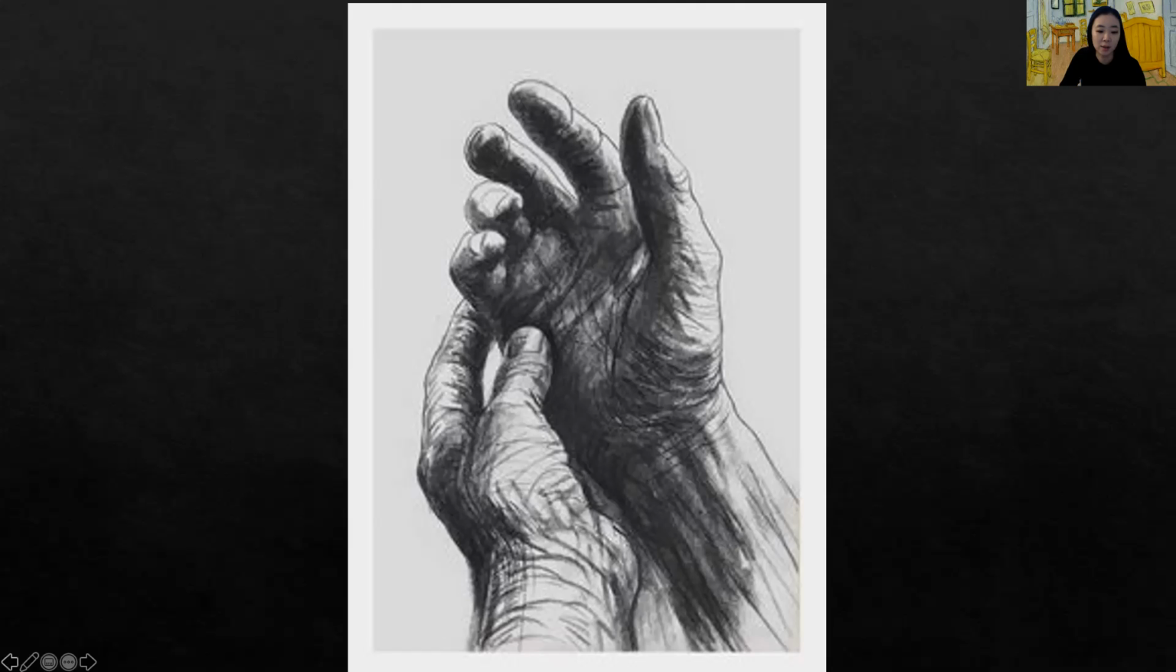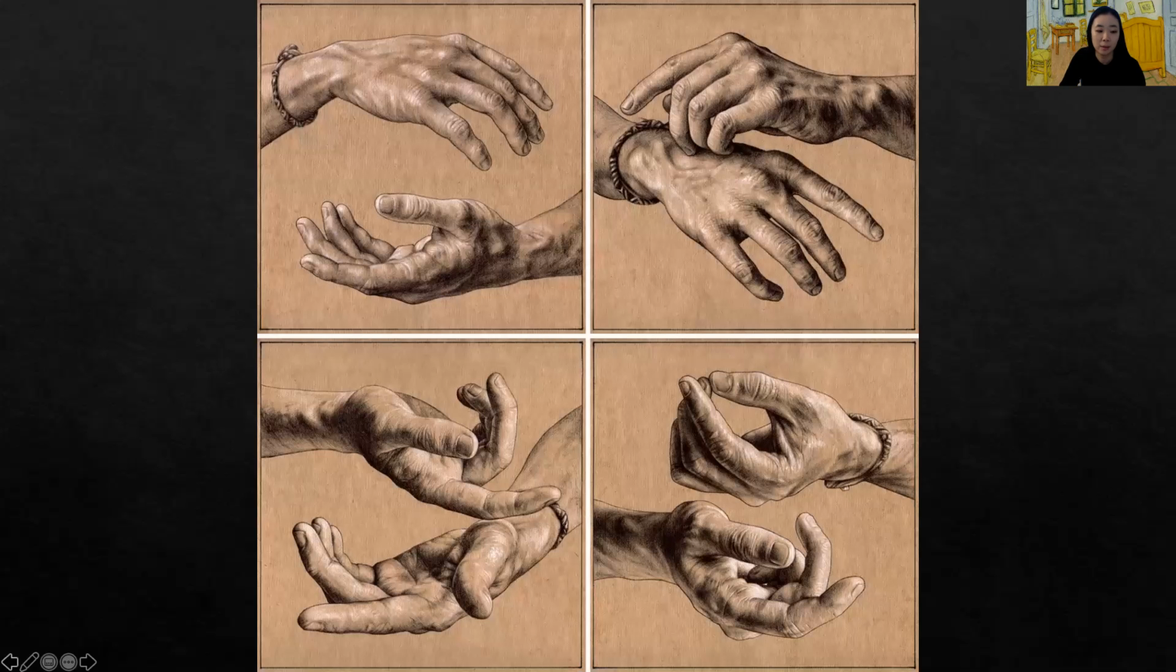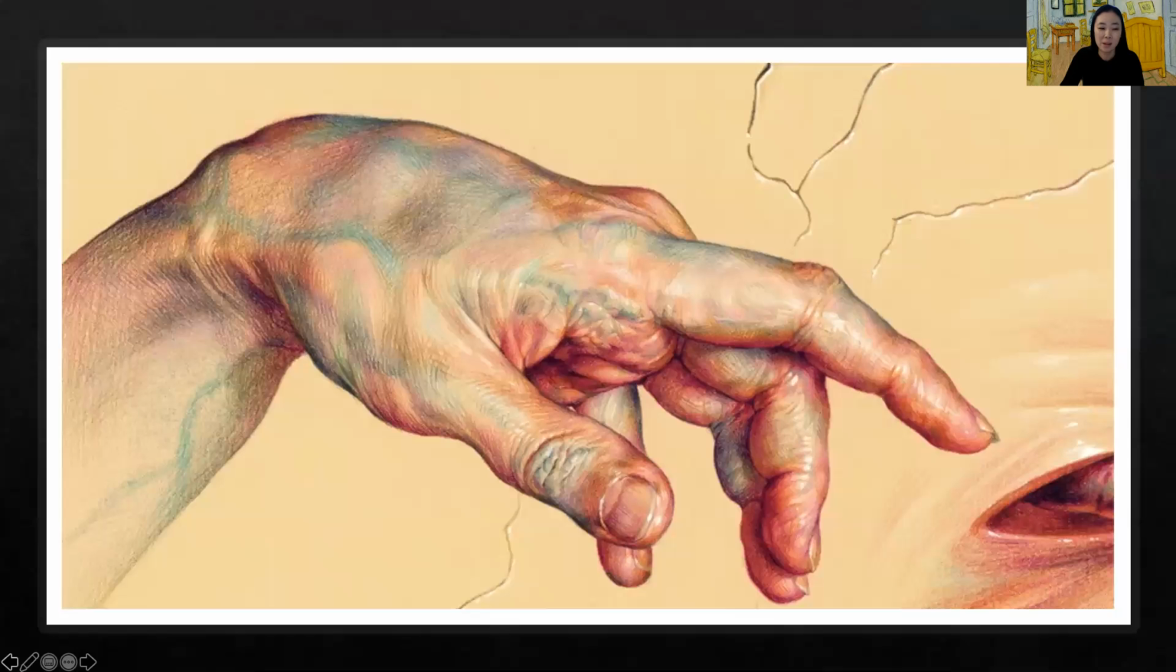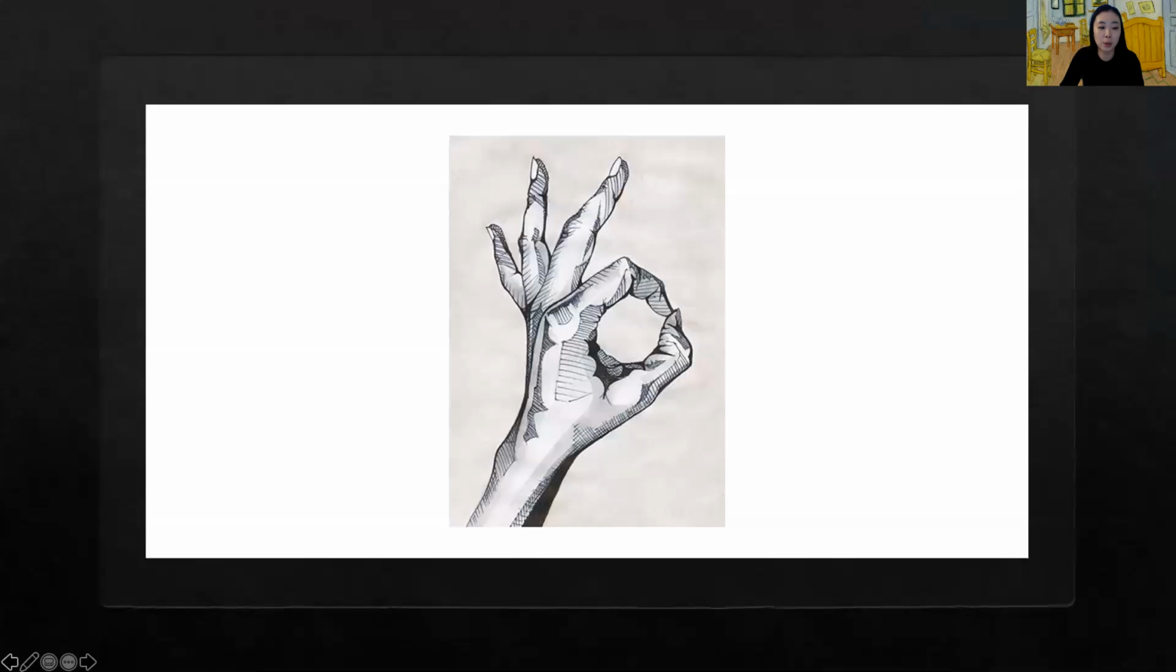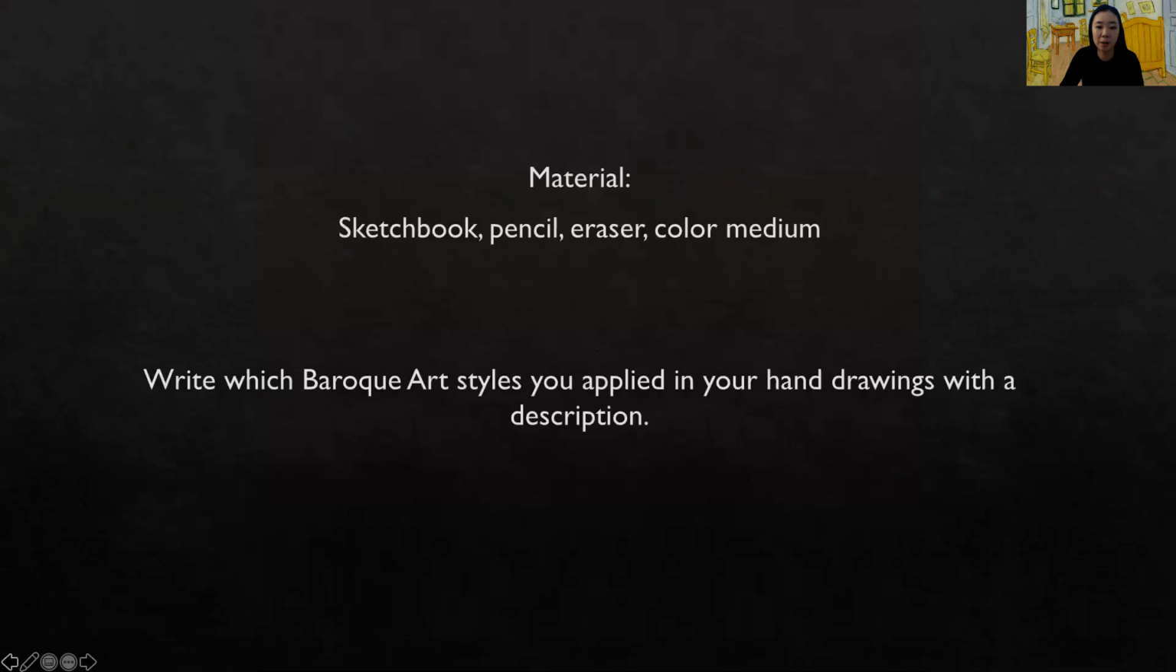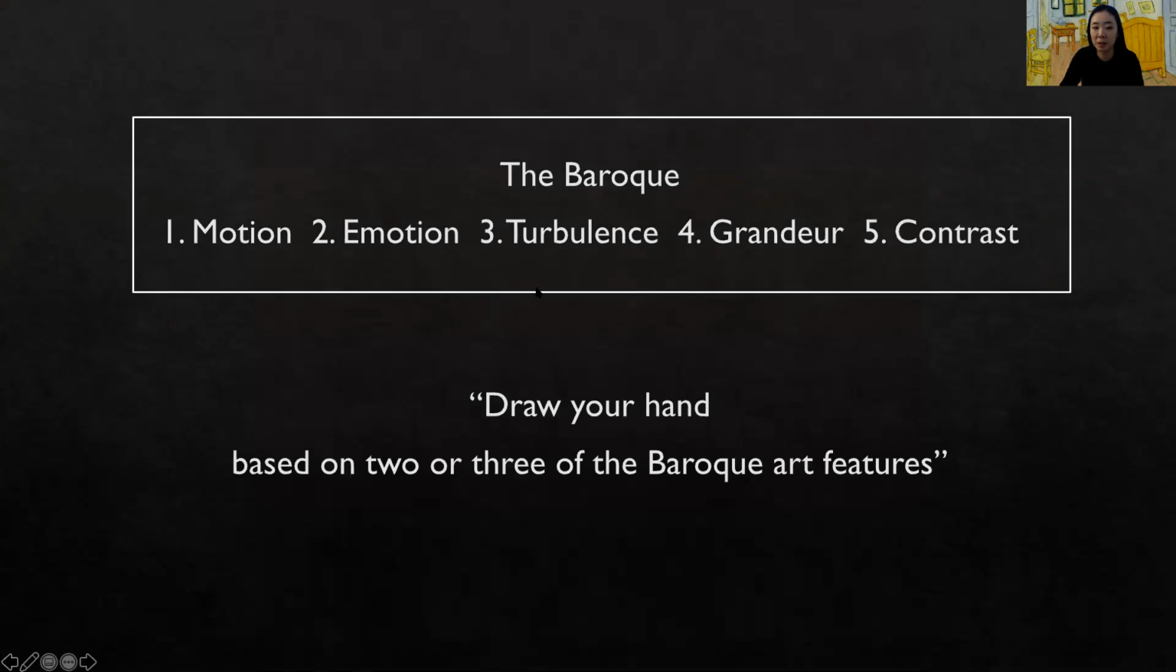Any other question? So you can just play with your hand like this. And think about what you want to show through the Baroque art style, from this list: motion, emotion, turbulence, grandeur, and contrast. And apply some of them on your hand drawing. That's all.